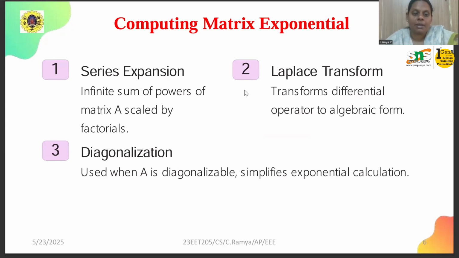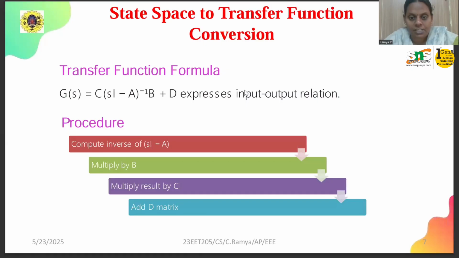We can do this by means of three methods: series expansion, Laplace transform, and diagonalization. Series expansion uses the infinite sum of matrix powers. In the Laplace transform, we convert the time domain equations into algebraic s-domain equations. And in diagonalization, if a matrix A is diagonalizable, this method simplifies the computation dramatically. Each technique is chosen based on the nature of the system.